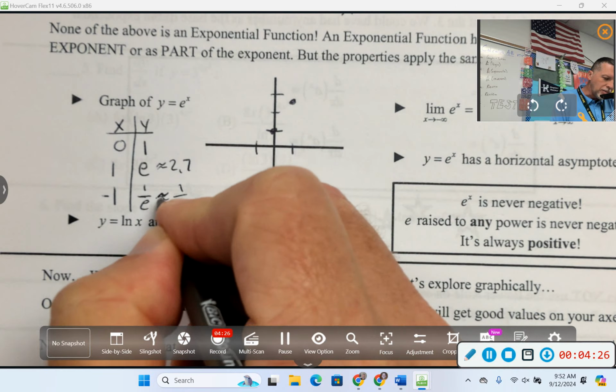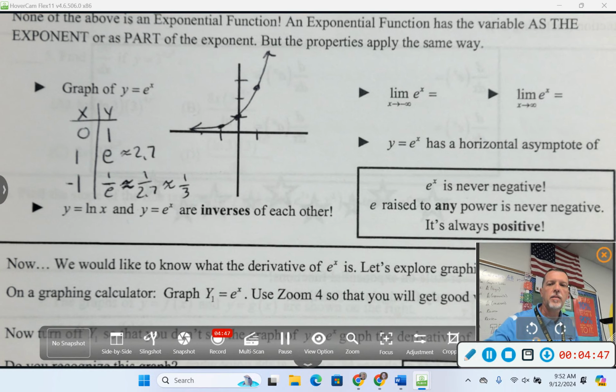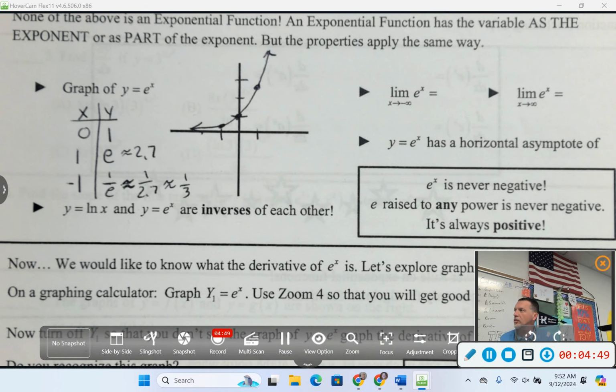And so if you didn't remember what the graph of e to the x looks like, hopefully those 3 points can refresh your memory. It looks like that. Still no calculus yet. Still reviewing algebra.